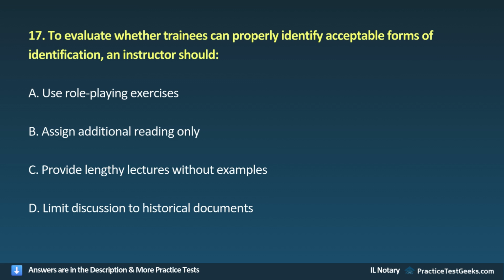17. To evaluate whether trainees can properly identify acceptable forms of identification, an instructor should A. Use role-playing exercises.